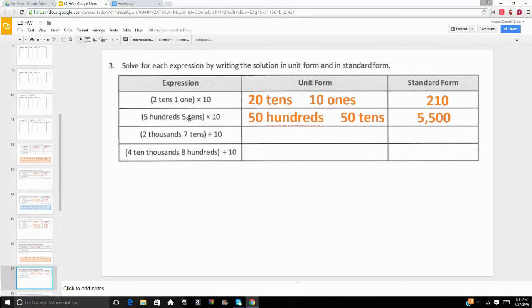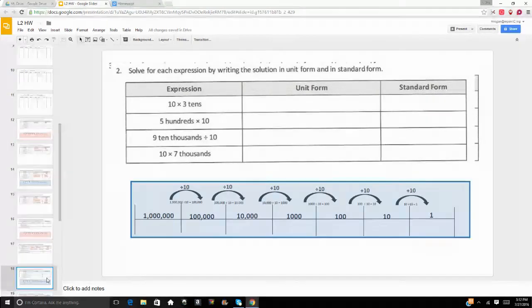5 hundreds and 5 tens. So again, we're going to multiply them separately. 5 times 10 is 50, and we have 50 hundreds. 5 times 10 is 50, and we have 50 tens. So since we have 50, which is a multiple of 10, we're going to change from the hundreds place, and we're going to move over one place to the thousands place. So that's the same as 5,000. 50 tens. Well, if we have 10 tens, we have 100. So that's 500. So we're just moving place values.